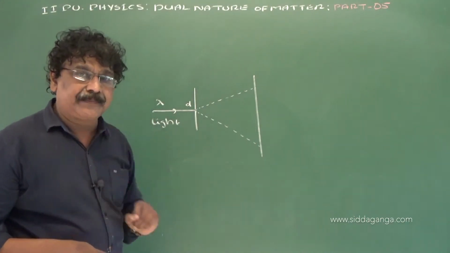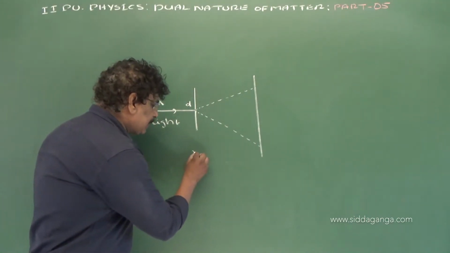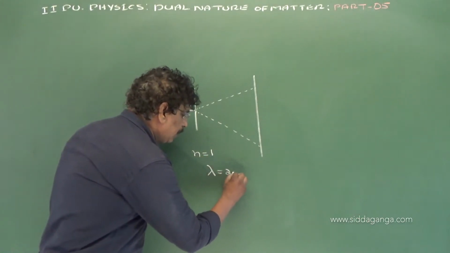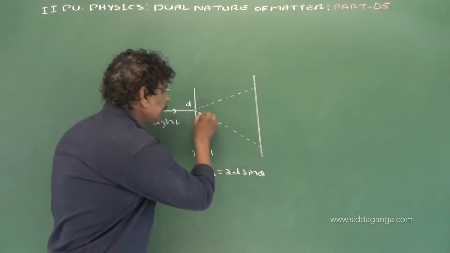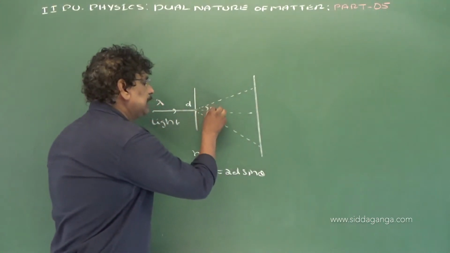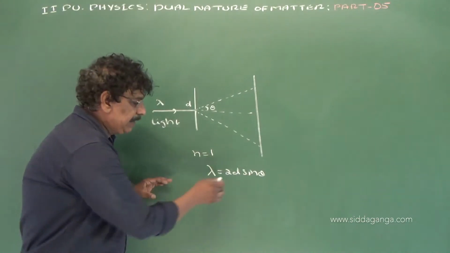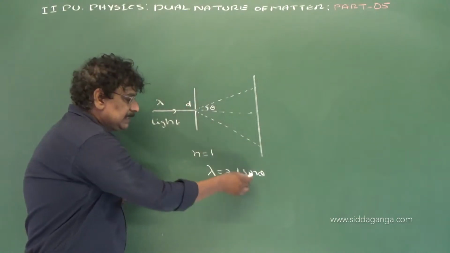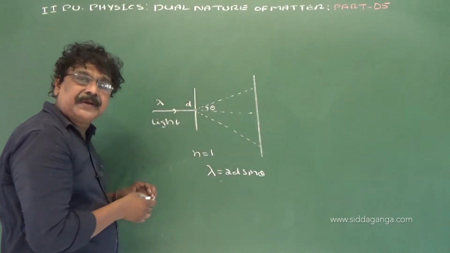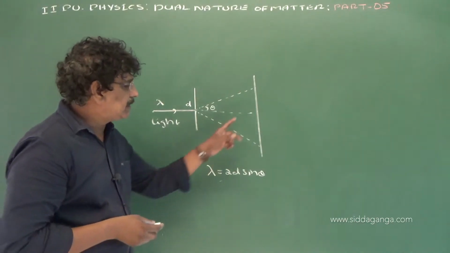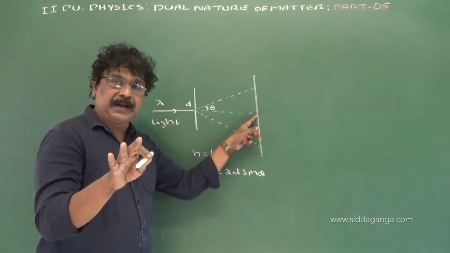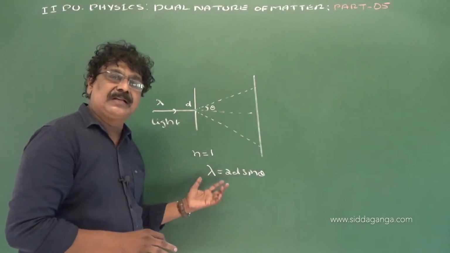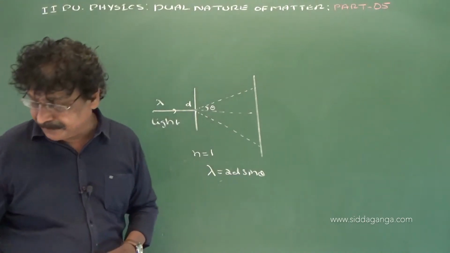According to Bragg, the first order diffraction maximum, that is for n equal to 1, lambda is equal to 2d sin theta, where theta is the angle of diffraction and d is the width of the slit. This is according to Bragg's equation. When the first maximum, the first bright band, lambda is equal to 2d sin theta. This equation is called Bragg's equation.